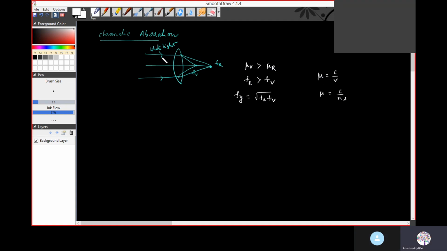This is known as chromatic aberration. If you send white light, you will get the image from here to here, so the image appears blurred. This we call chromatic aberration. To remove this defect, we use two or more lenses in contact in place of a single lens.